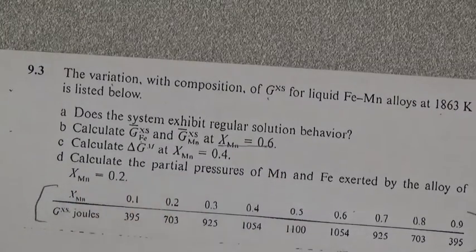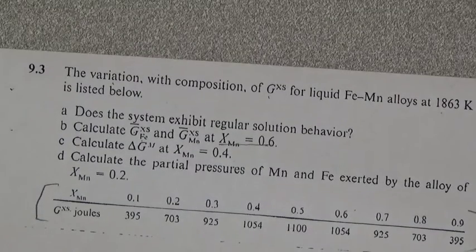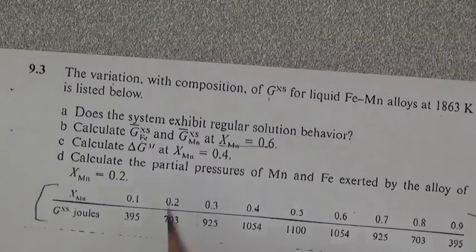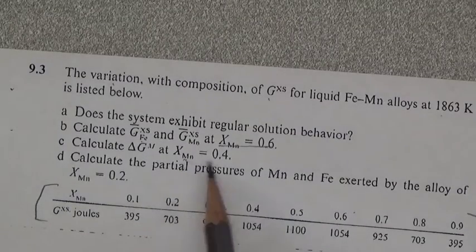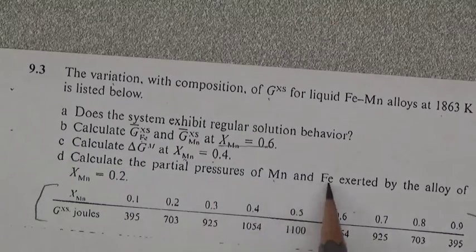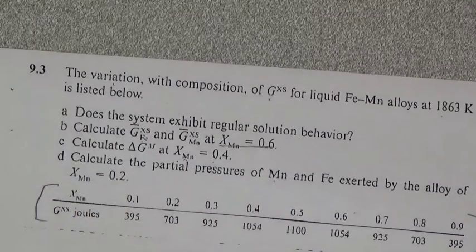Calculate the total molar Gibbs free energy of mixing at a mole fraction of 0.4 manganese, and then calculate the partial pressure of manganese and iron exerted by the alloy when the mole fraction of manganese is 0.2.